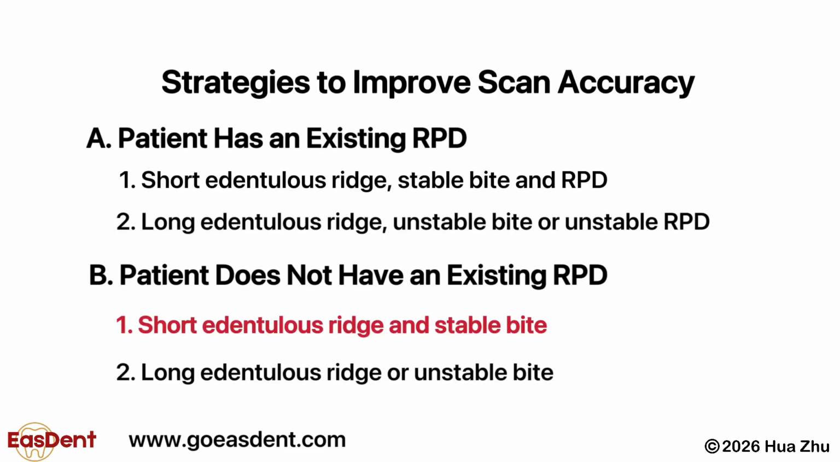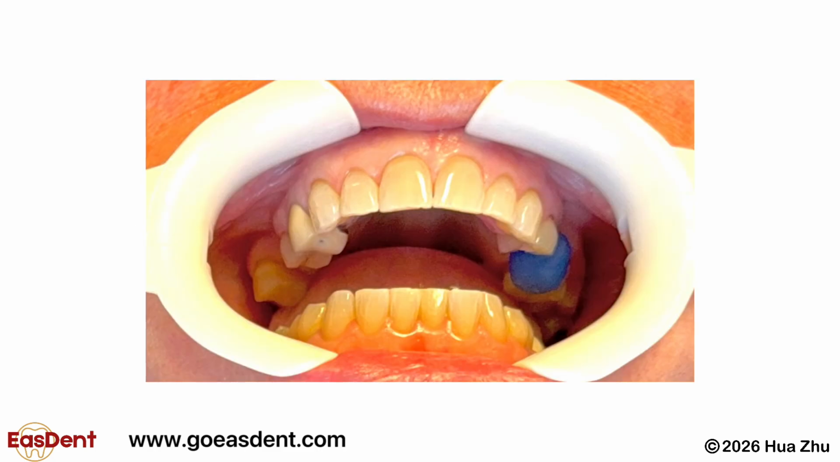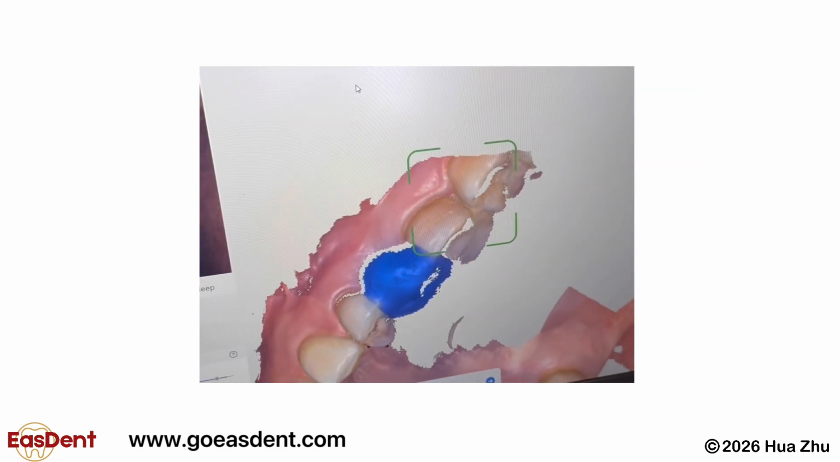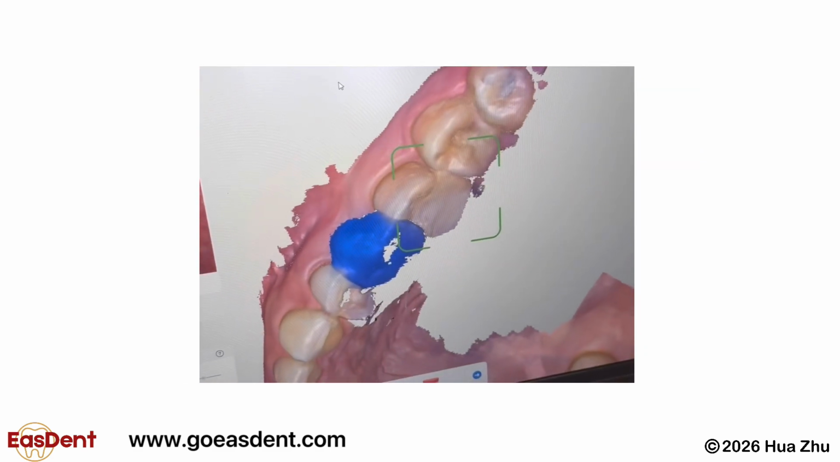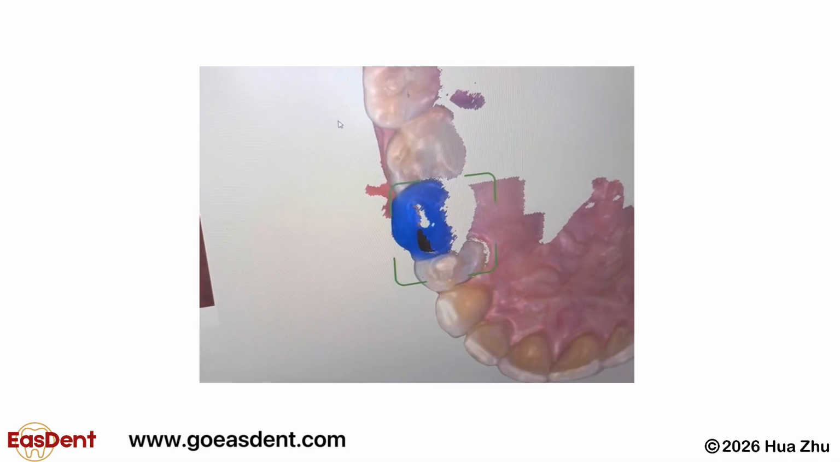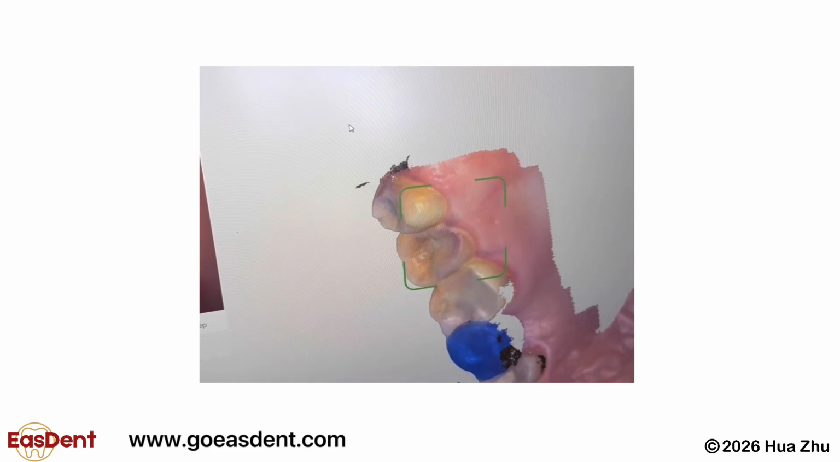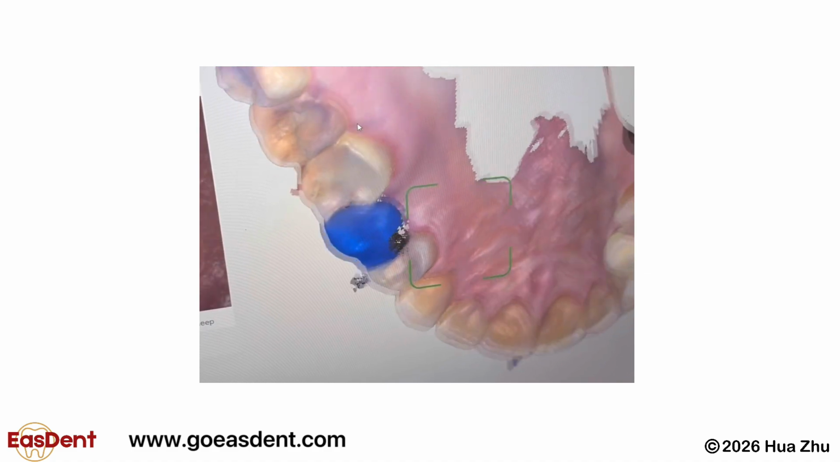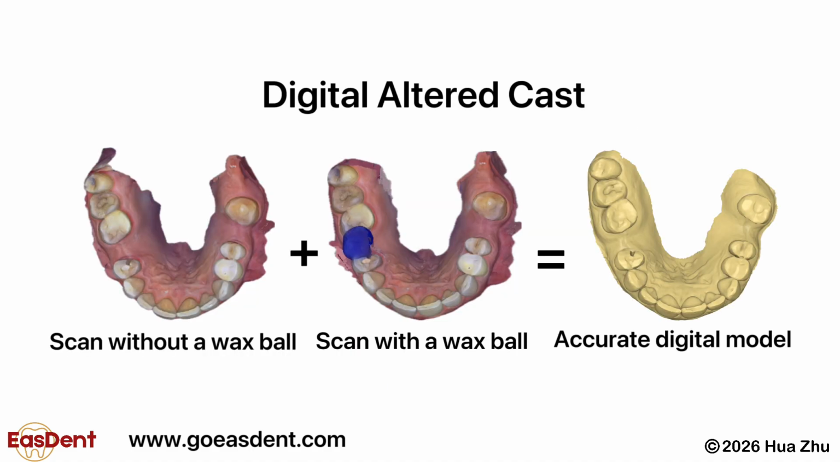If the patient does not have an existing RPD and only has a short span edentulous ridge, 1 or 2 missing teeth, place a wax bowl in the edentulous area. Make sure the wax bowl is stable in the area. Scan the arch as if scanning with an existing RPD. Wax provides a rigid scanning surface and reduces the stitching errors. The lab can create a hybrid digital model similar to scans taken with an existing RPD.